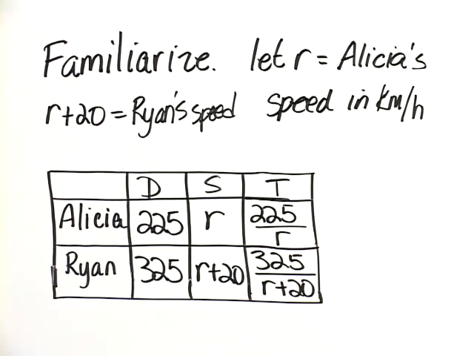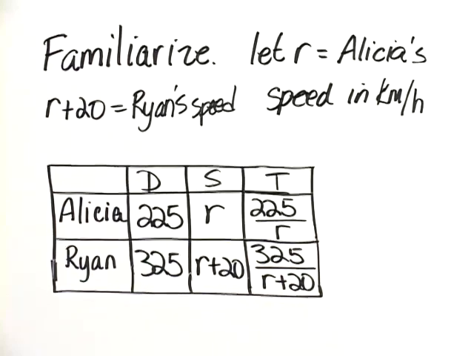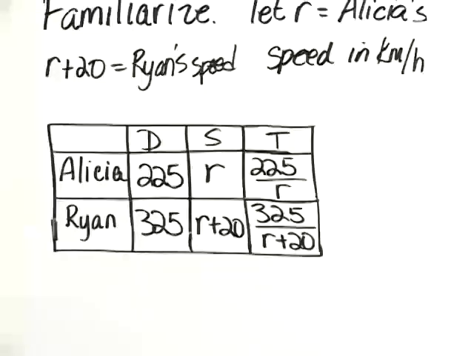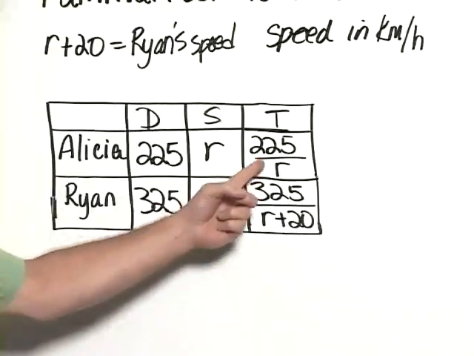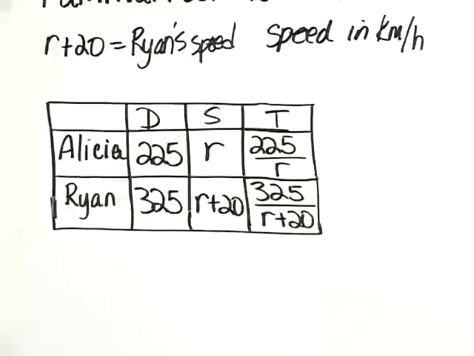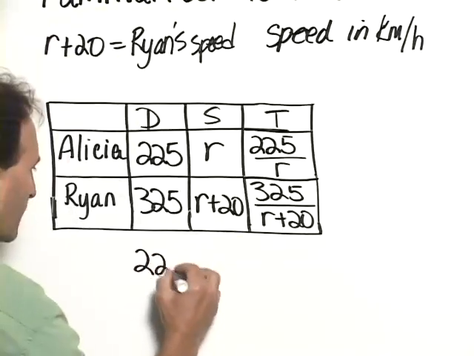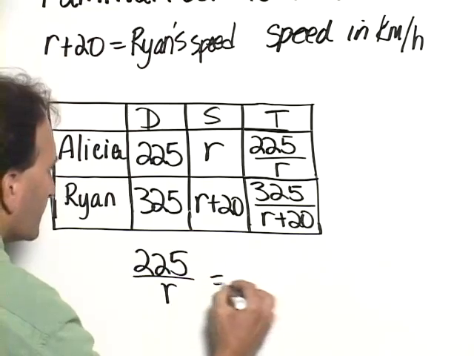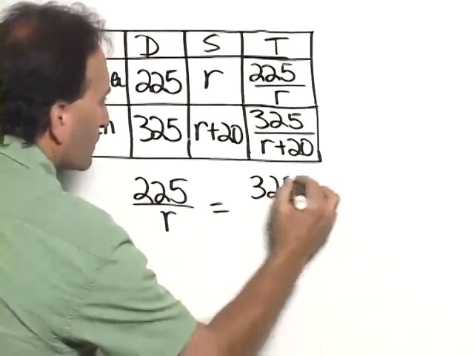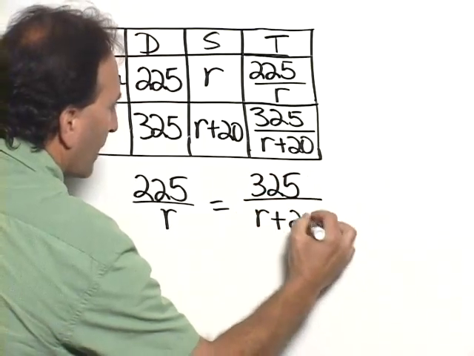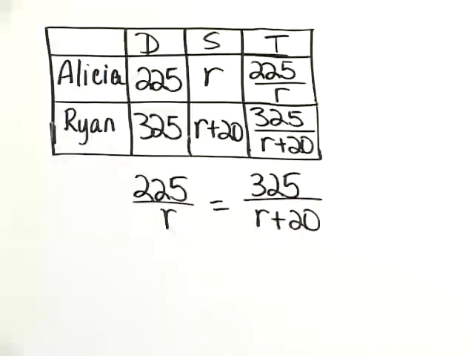Next, what we'd like to do is translate. That's the second step in our 5-step process. Well, the translation that we're going to do is the fact that the two times are equal. So we would have 225 divided by R equals 325 divided by R plus 20.